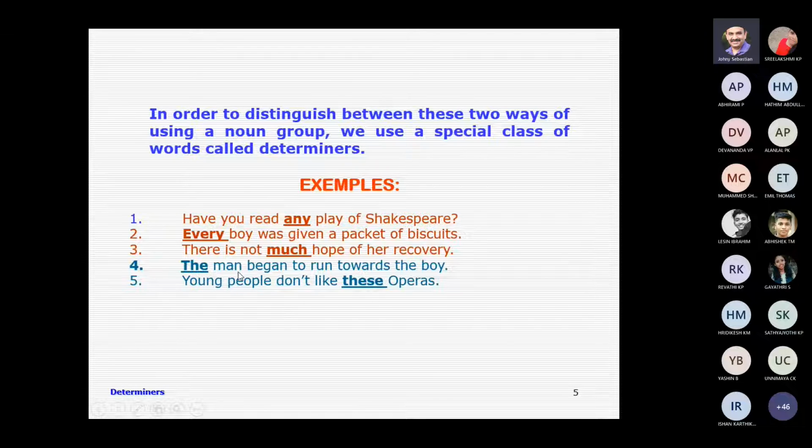The man began to run towards the boy. The man, which man? The man. This man who is referred to is already in the picture. So the is a determiner. Young people don't like these operas. These, which one? These, plural number. So determiner. These underlined words are determiners.